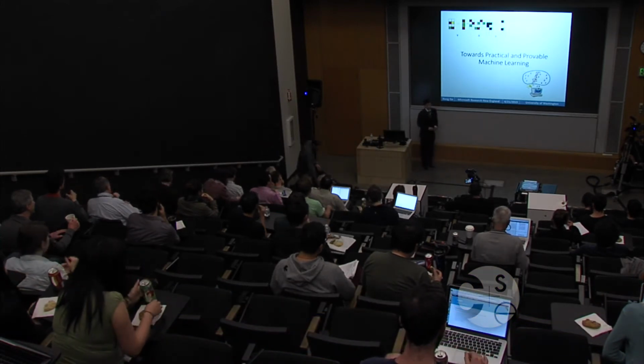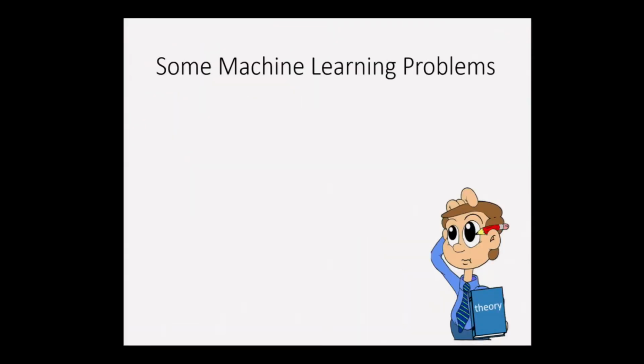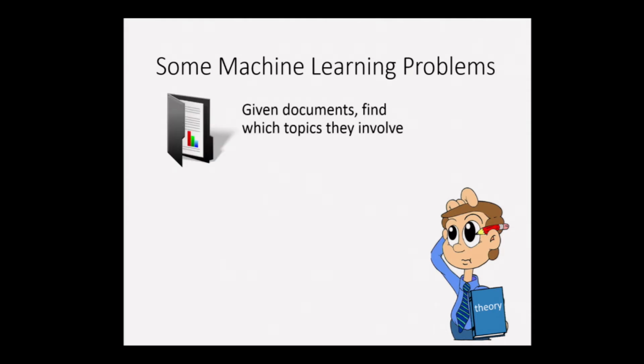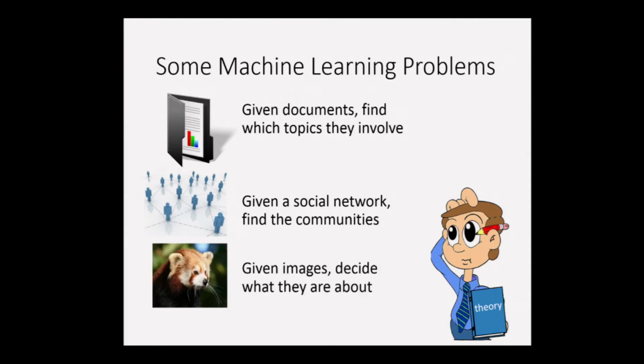Today, my talk is about towards practical and provable machine learning. Well, I'm trained as a theoretical computer scientist, but I'm interested in many machine learning problems. These are problems like if we have a lot of documents, maybe we would like to have an algorithm that automatically tells us what topics these documents are talking about. Or maybe if we have a large social network, we want to find what are the groups of people that form communities. Or maybe we have a lot of images, and we want to decide what these images are about.